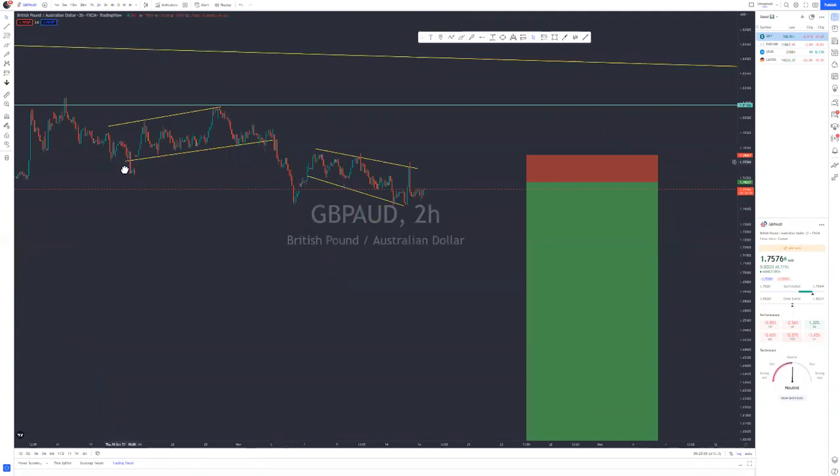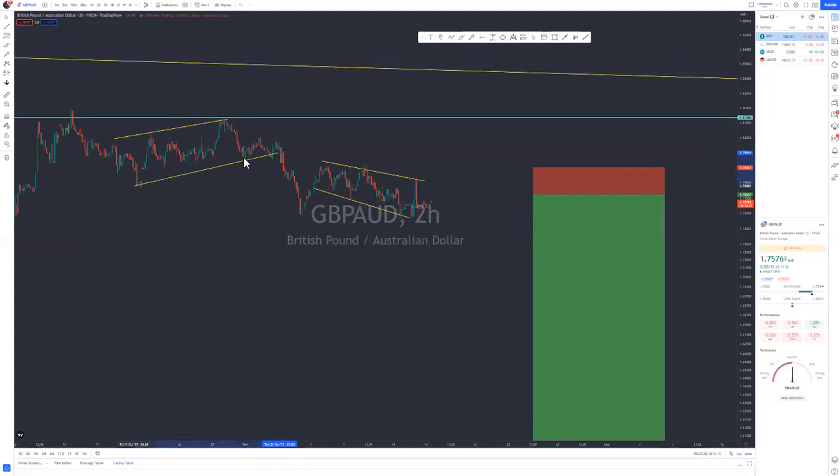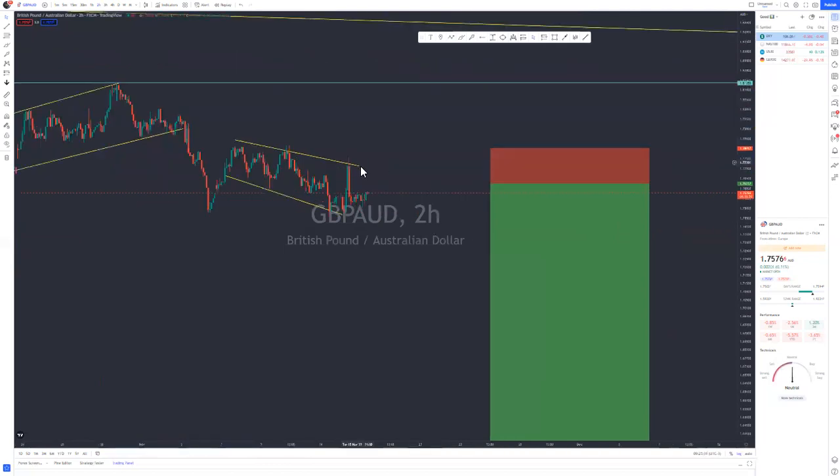I have a question, but it's not related to this chart. It's based on risk management. Do you use that break-even method?